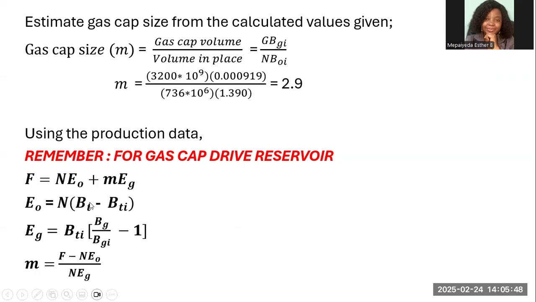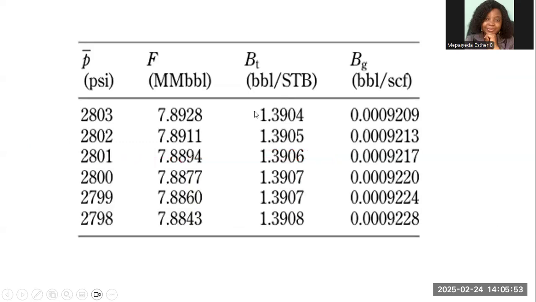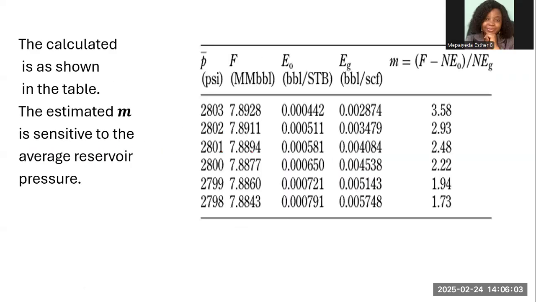And then your Eo, N into Bt minus Bti, is quite simple. So you have your Bt, that's your Bti here, 1.3904 for this one, and then the subsequent Bts. It's quite easy to estimate. You have your F given, your Eo you estimate, your Eg you estimate. Then your m is F minus N Eo, if you make m the subject of the formula, divided by N Eg. Quite simple.